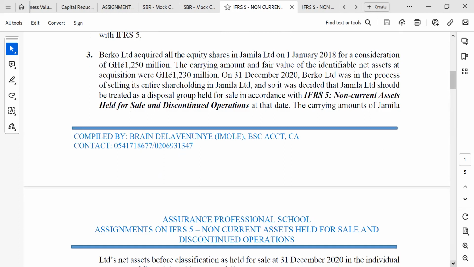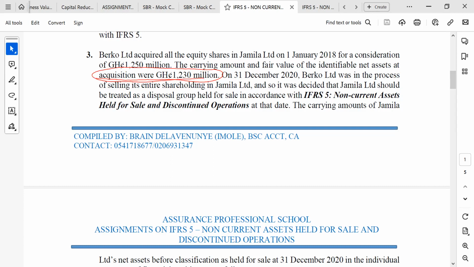Okay, they are saying that Beacon Limited acquired all the equity shares in Jamila Limited on 1st January 2018 for a consideration of what? 1,250 million. The carrying amount and the fair value of the identifiable net assets at acquisition were what? 1,230 million. So they have acquired all the equity shares. That means they have acquired 100% of the shares. But the value of the asset that they are acquiring, what is the value of the net assets?